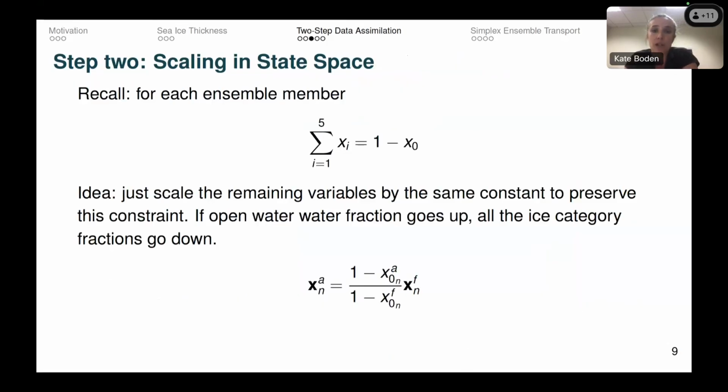But our work is really about step two. And I want to motivate it by talking first about scaling. So one idea is that we have this simplex constraint, right? We know that the sum of all of the ice thickness categories in the fractional coverage plus the open water fractions should be 1. So if we update open water fraction, then we could also update all of the ice thickness categories by scaling by this update. That's what I'm showing here in this equation. And it's a really intuitive idea, because if open water fraction goes up, then all the ice category fractions go down to preserve the fact that the sum of all the area should be 1.